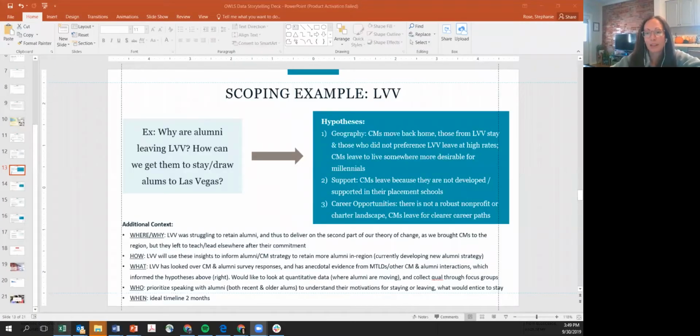So the example here is some work that our team did with the Las Vegas Valley region a little while ago. They've come to us with a big question, thinking about how to get more alums to stay in the Vegas Valley as most were leaving after either their second year or maybe their third year of teaching. And really wanted to make sure that they could deliver on the second part of our theory of change, have alums stay in regions, start schools, and really work in the fight towards educational equity locally.